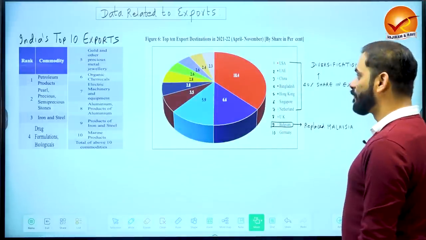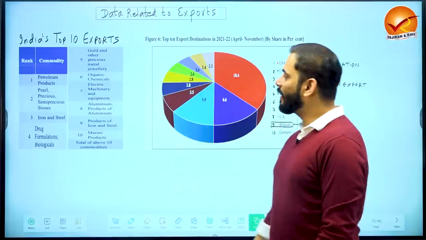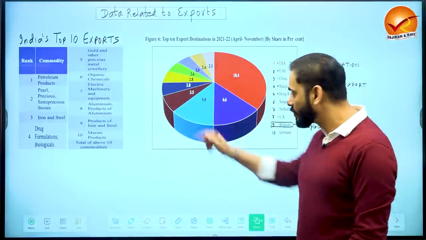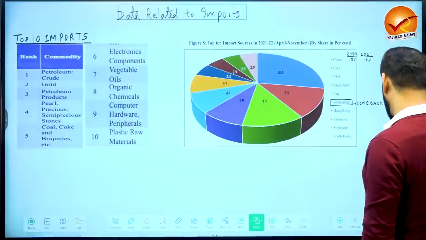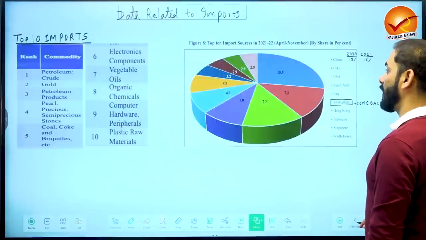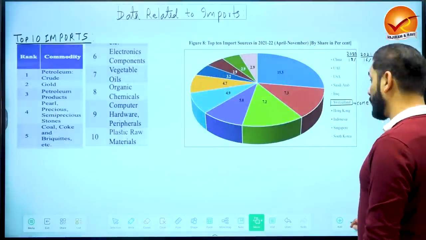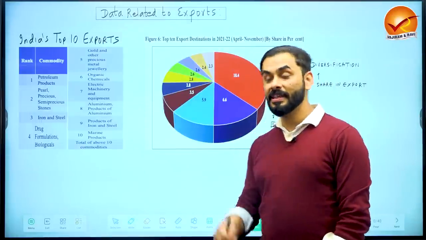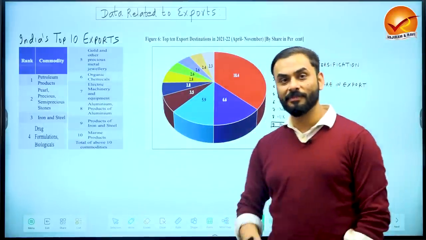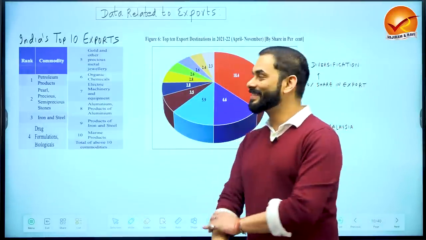Before we do that, we can have a quick look at some of the items that we are exporting and some of the items that we are importing. It will give us a good idea about what is happening in the economy. These are some of the easy things, but UPSC sometimes ends up asking these questions in the exam as well.